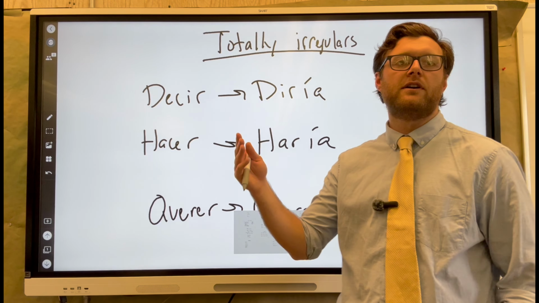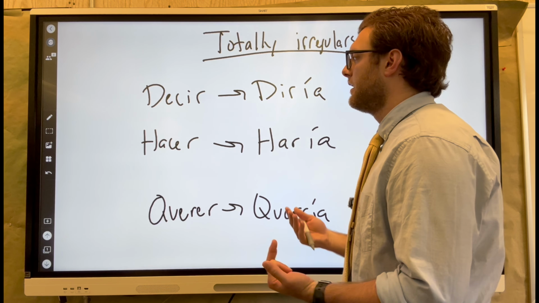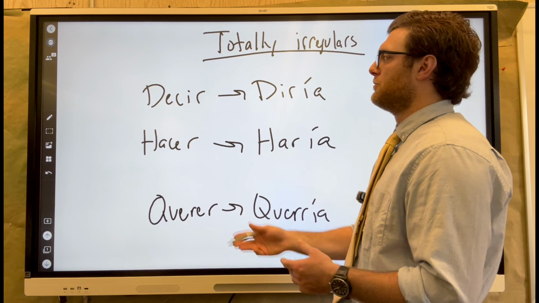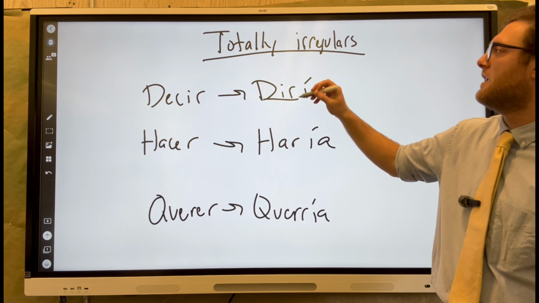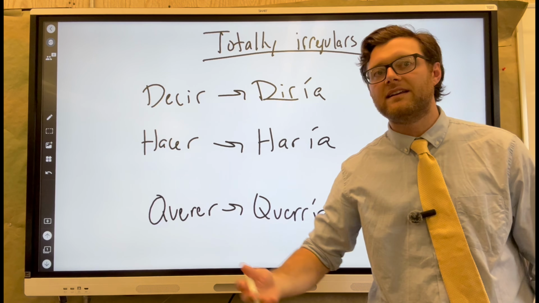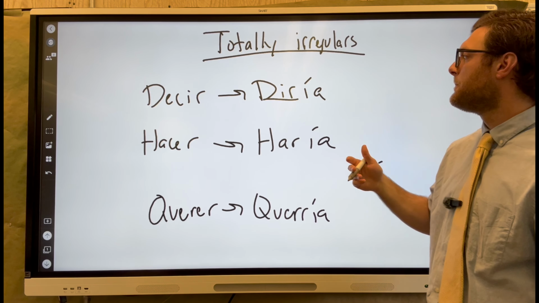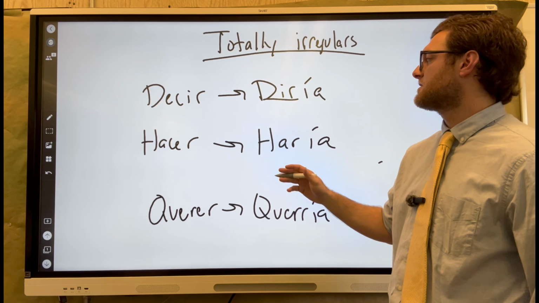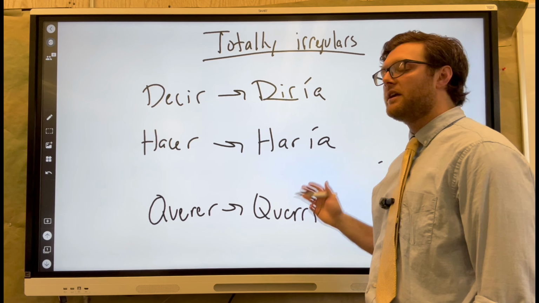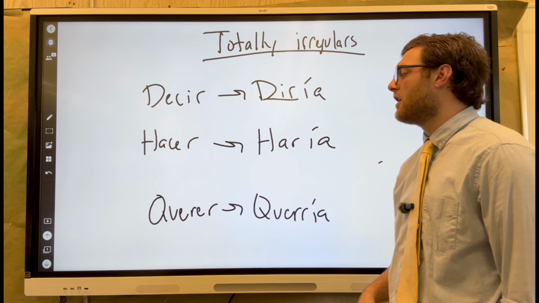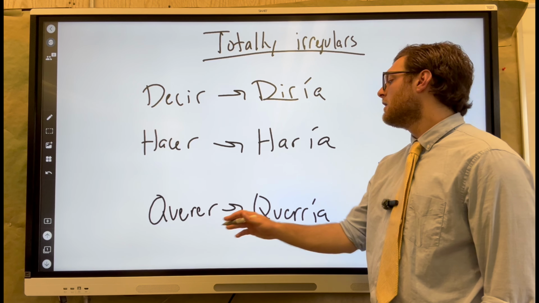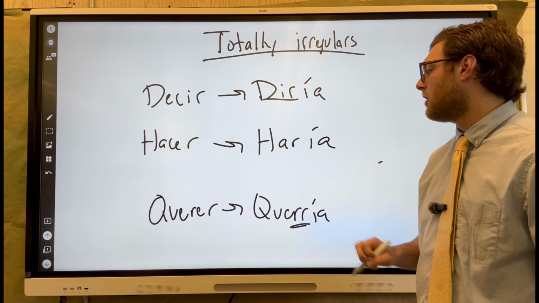And the last ones are just our completely irregulars. They don't follow the drop the letter rule or the add the D rule. So decir becomes D-I-R, dir, and then you have your endings. Diría, dirías, diríamos. Hacer is the same, except it's H-A-R, haría, harías. Qué haría sin ti, a great song if you don't know it. Then querer, querría. So this one's just a double R here.